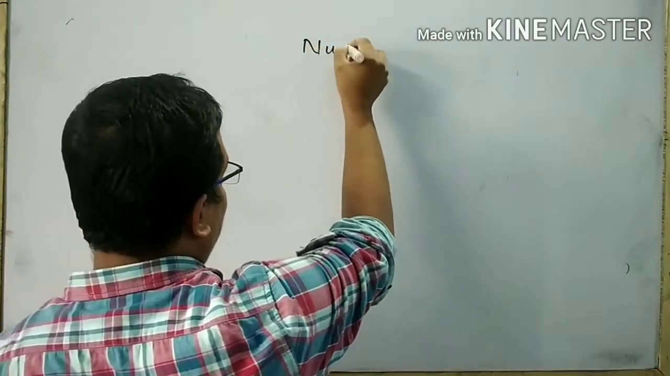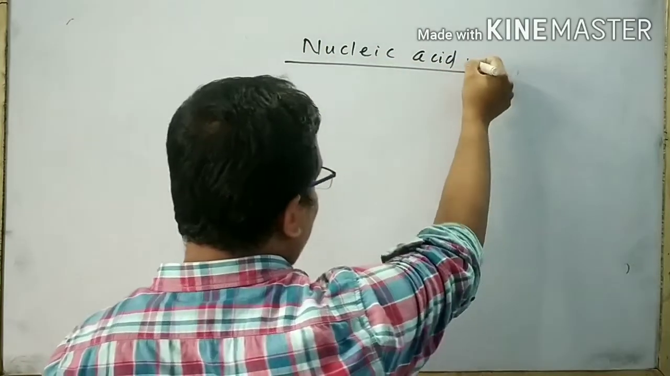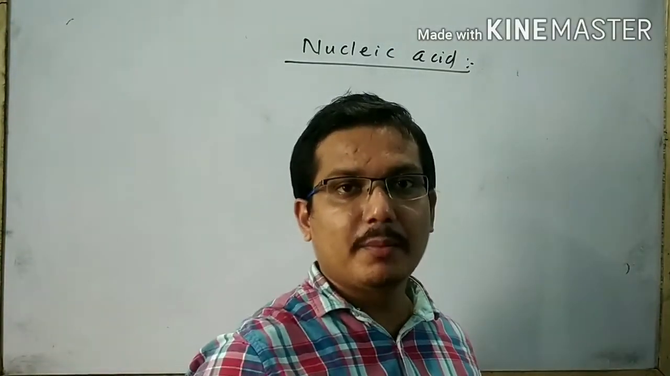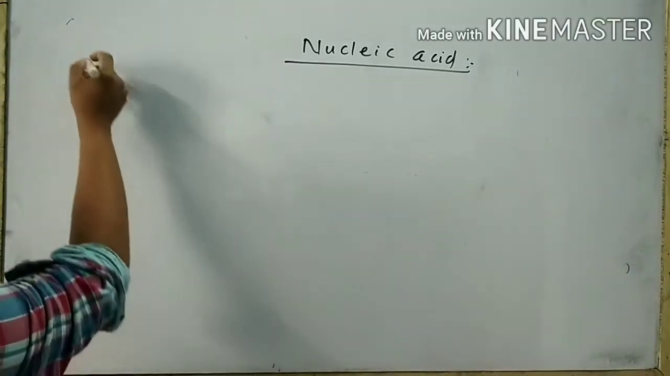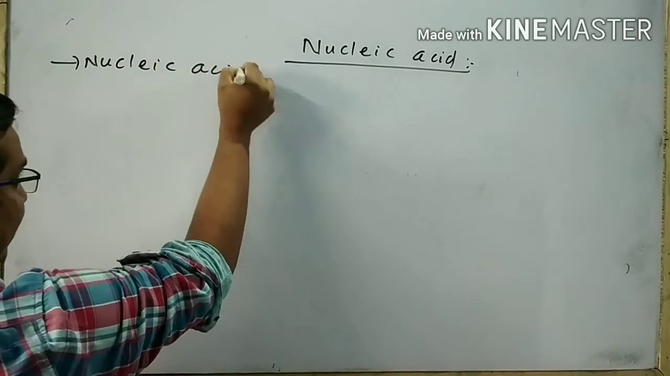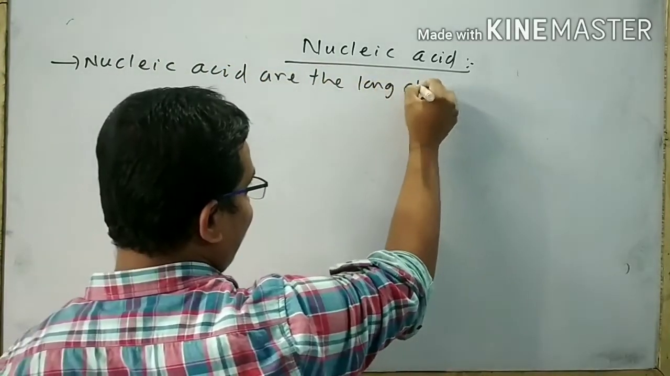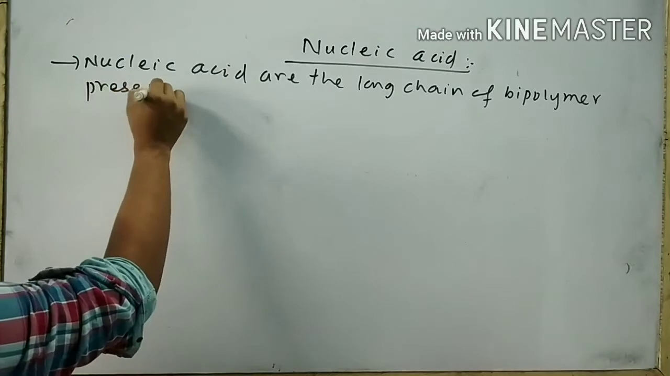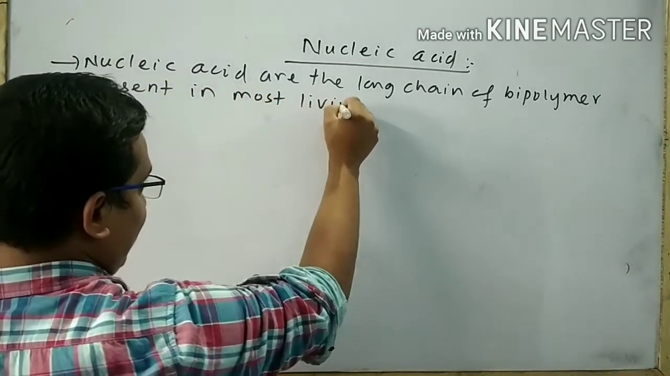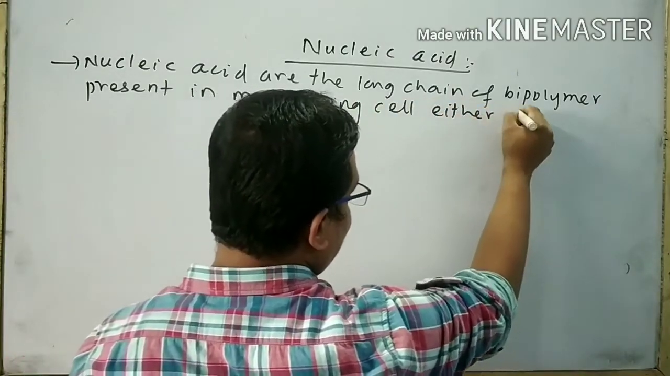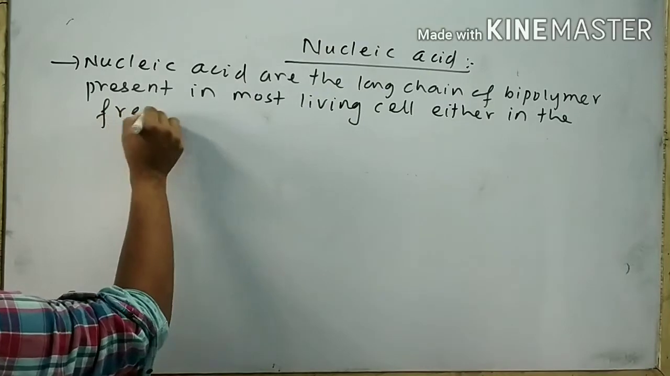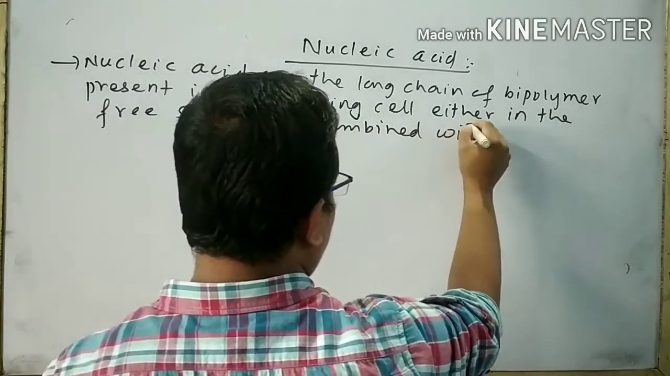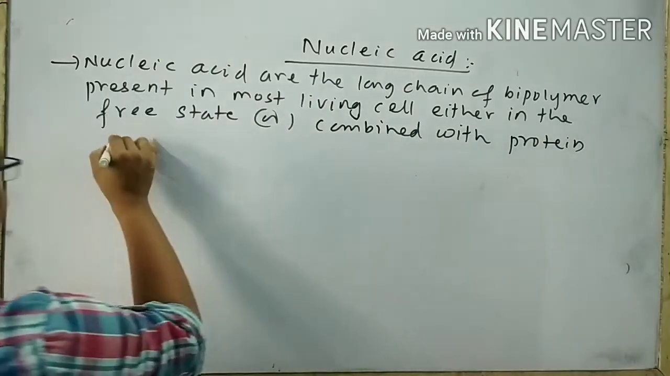Now I will discuss nucleic acids. Nucleic acids are biopolymers which are generally present in the free state or combined with protein, that is, nucleoprotein. So we can write: nucleic acids are long chains of biopolymers present in most living cells, either in the free state or combined with a protein, which we call nucleoprotein.